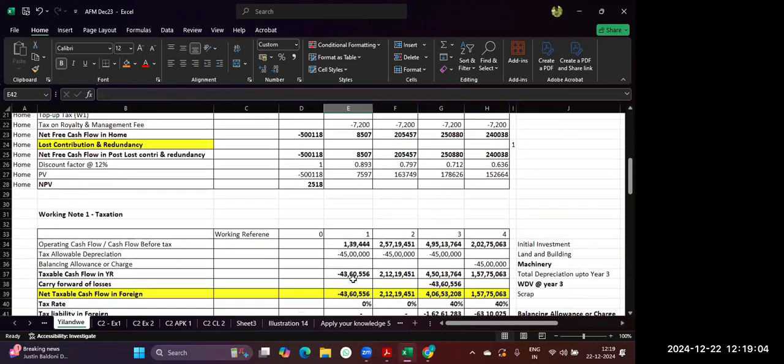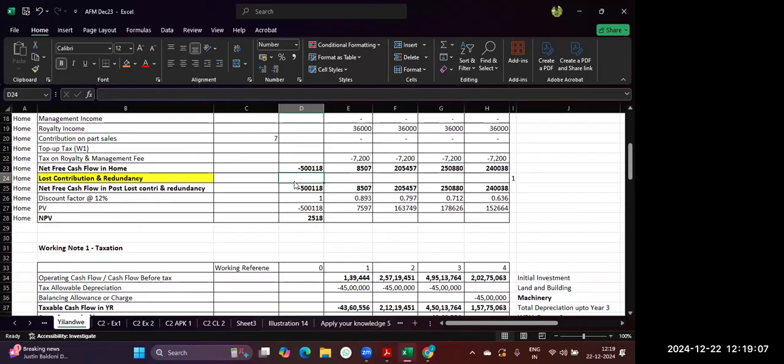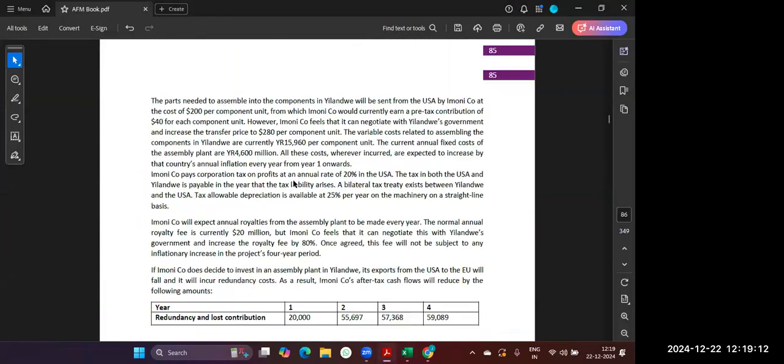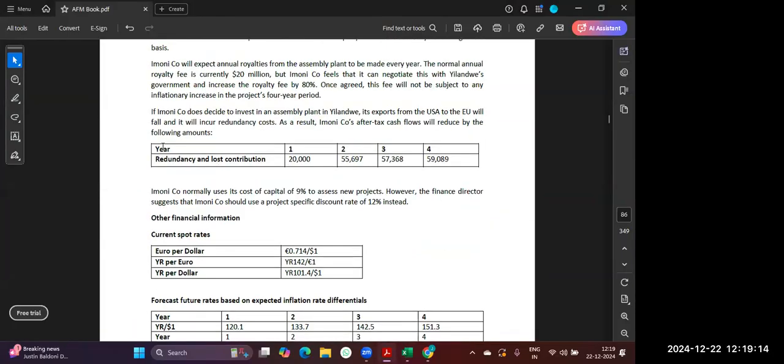Now, let me come to the last part, which is the loss contribution and redundancy. Can you see there's something mentioned on the loss contribution and redundancy over here? What does it say? If Naomi companies decide to invest, exports from US to EU will fall and it will result in redundancy. Now, redundancy means it's a cost to you, right? Yes, sir. Because if your sales from US to Europe go down, obviously your contribution will go down.